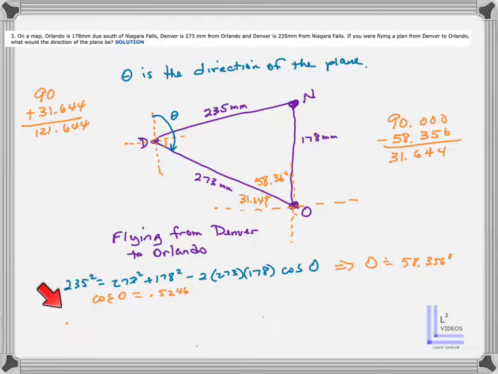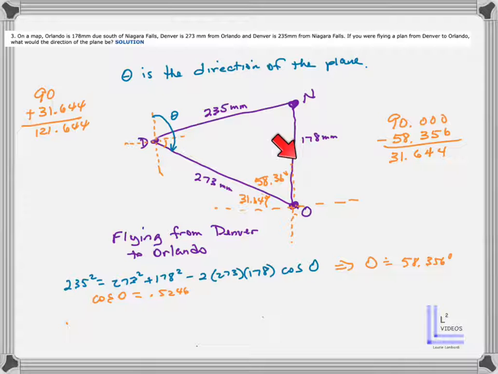Notice angle O is on this side of the equation, and the side opposite angle O is on the left side of the equation. That's the main thing you need to remember. So you solve and you get cosine O is equal to 0.5246 approximately. Then you do second cosine, decimal, and you get 58.356 degrees. That's this right down here.